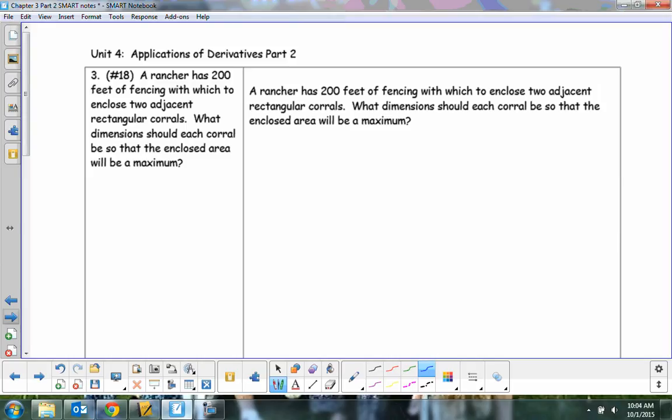Here he goes. Rancher has 200 feet of fences, which can enclose 2 adjacent corrals. What dimensions should each corral be so that the enclosed area is a maximum?